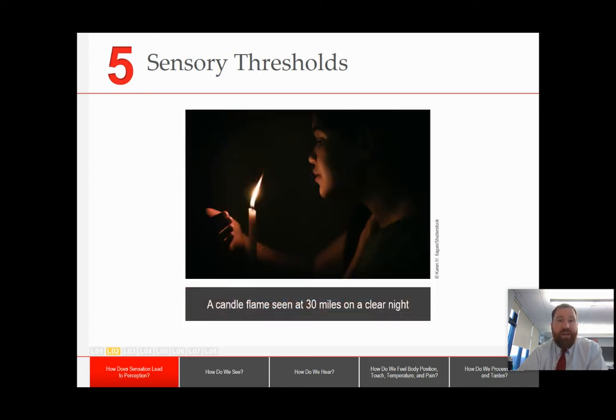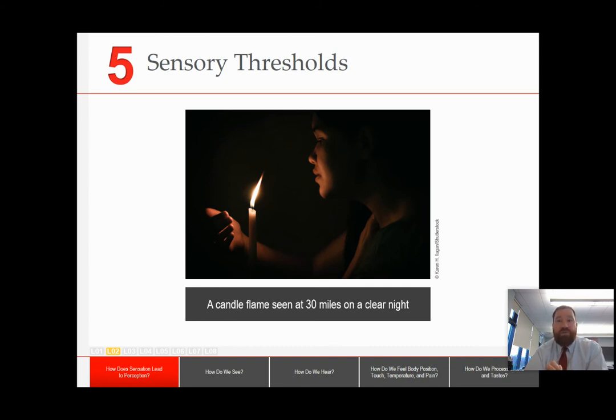And then finally, a candle flame seen at 30 miles on a clear night. That is the absolute threshold for sight. 30 miles, one candle. It's really far. That's really far. But again, if it's a little foggy or hilly, or that candle is 30.5 miles, or you don't have perfect vision, those kinds of things can all impact your ability to see that.